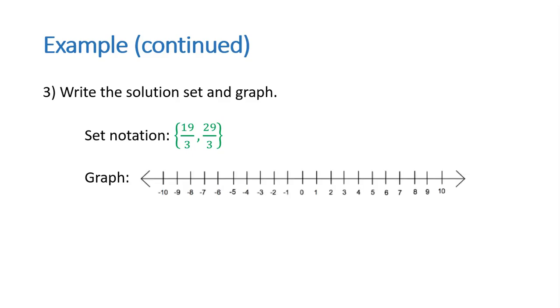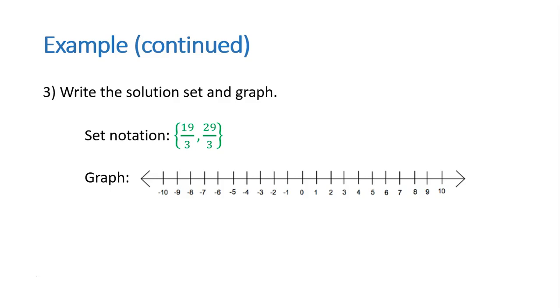So 19 over 3. Well, 3 goes into 19. Let's see, it goes in, I guess, 7 times. 3 times 7 is 21. No, so 3 times 6 is 18. So it goes in 6 times evenly with a little bit left over. So 19 over 3 is going to be somewhere between 6 and 7.